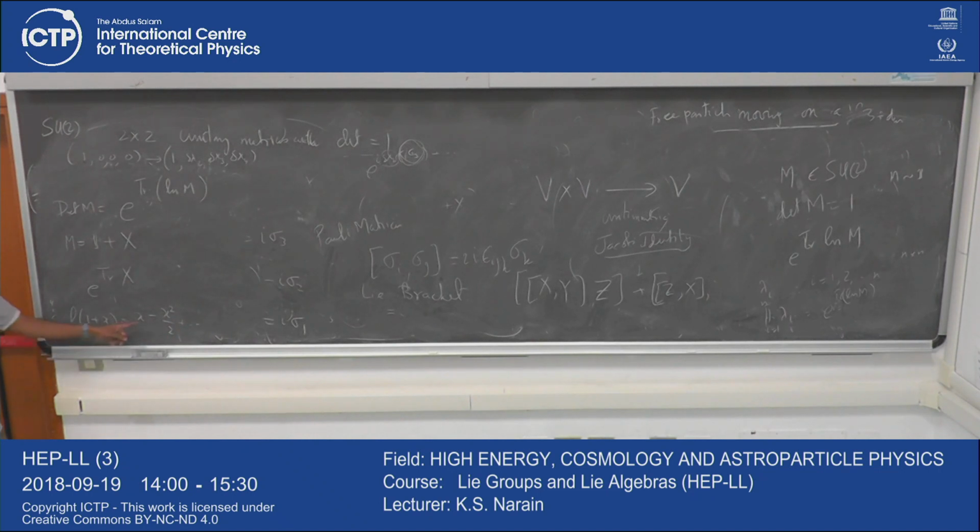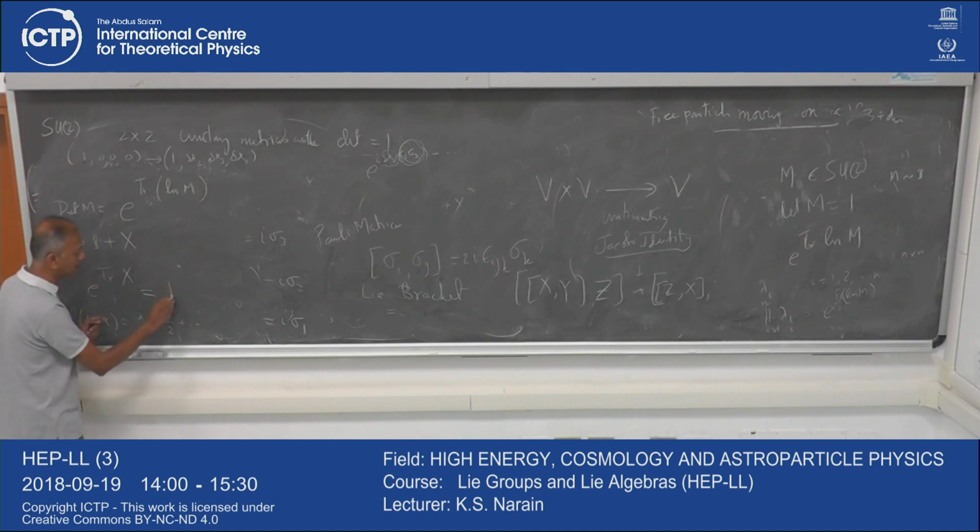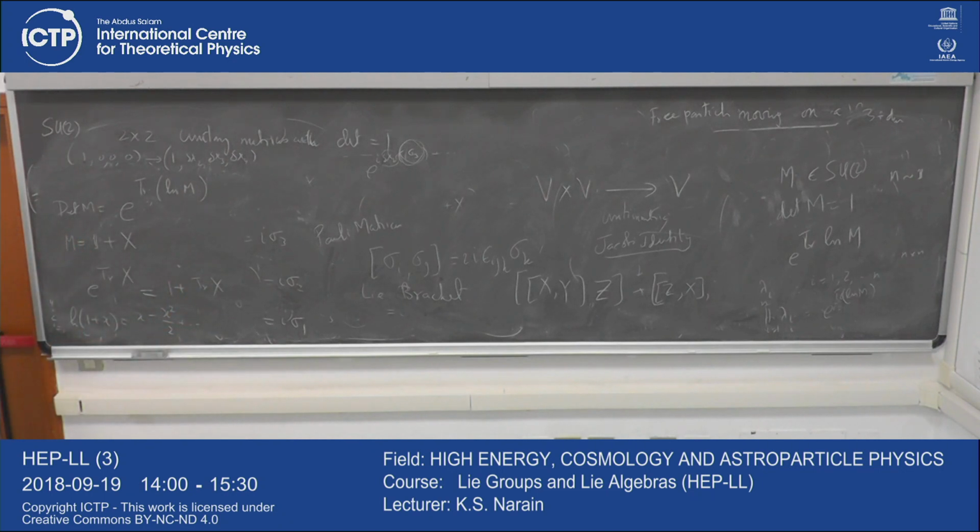But we are not interested in higher terms. So the first term is simply that. And again, I can expand because I'm looking at the first order in x. So I can write this as 1 plus trace x, to the first order. This sign means approximately. This is true only to first order.